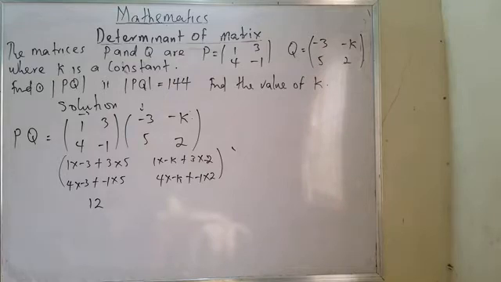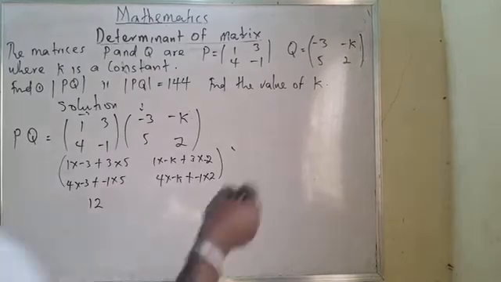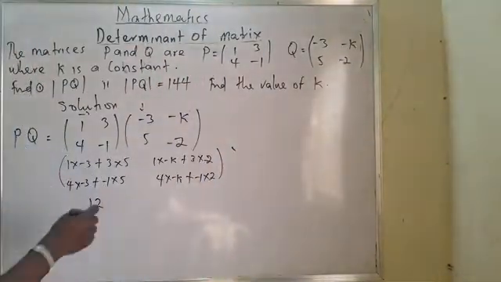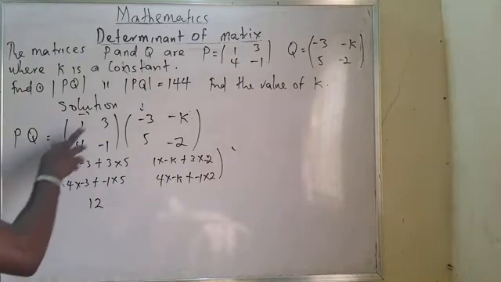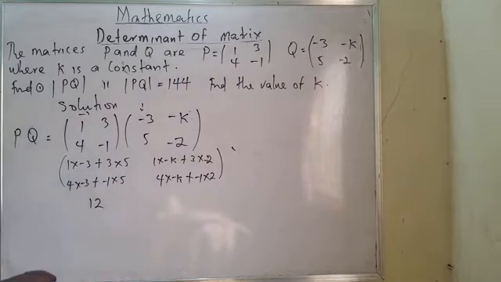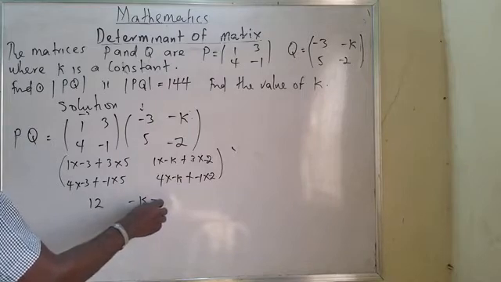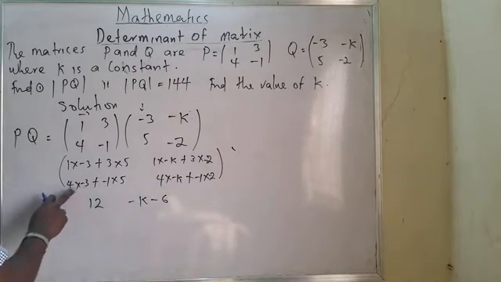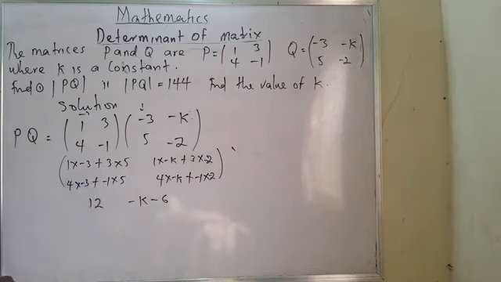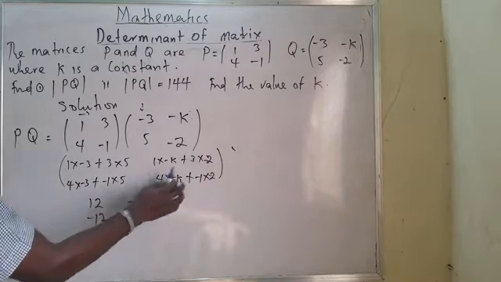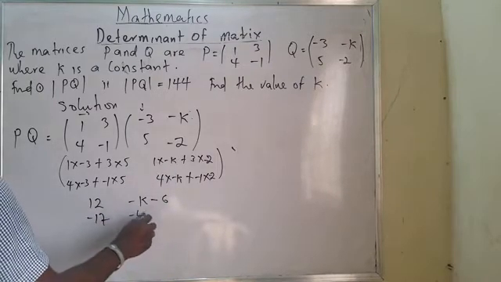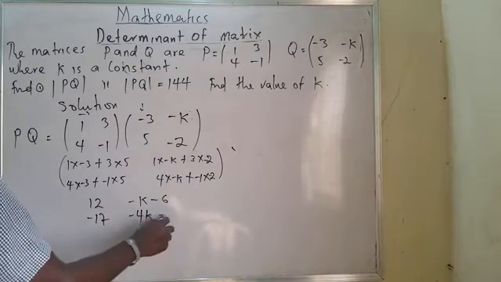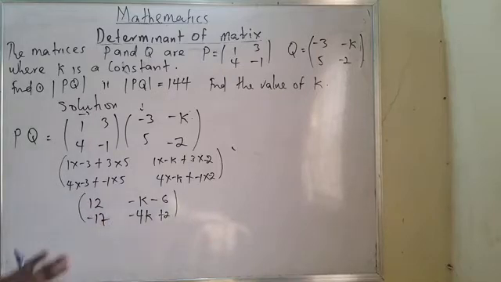Okay, now since it's minus 2, let me indicate minus 2 here. I have to put something there. Now, it means I'll have that, and this one will be minus 2. It means I'll have minus here also. Since I have that, it will be 12 and minus k plus 6, and this one will be minus 12 minus 5, which is minus 17, and this one will be minus 4k minus 2. That is what I need to do.